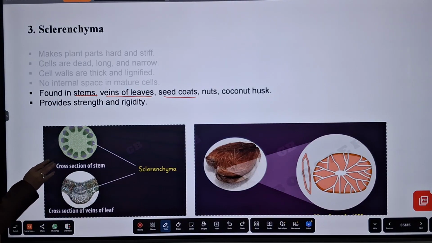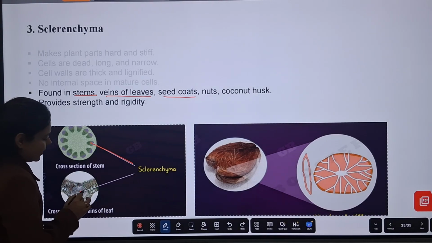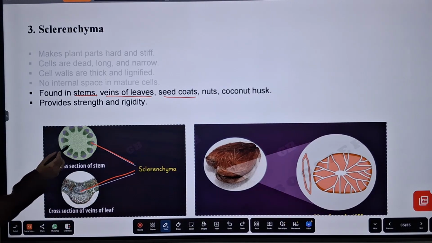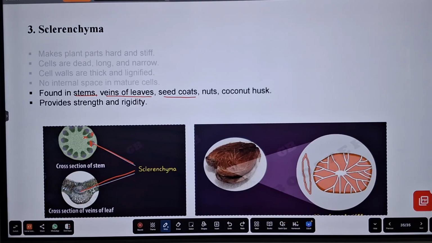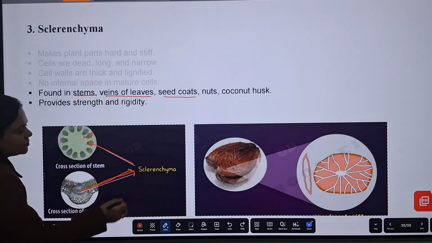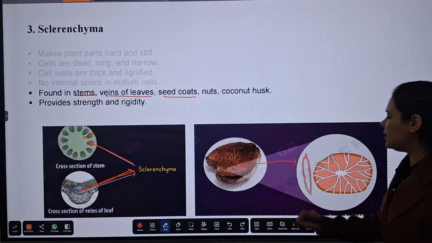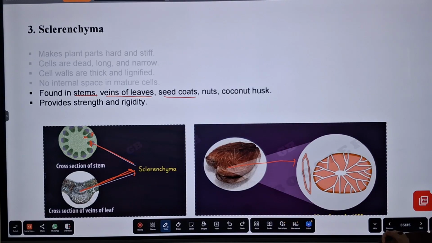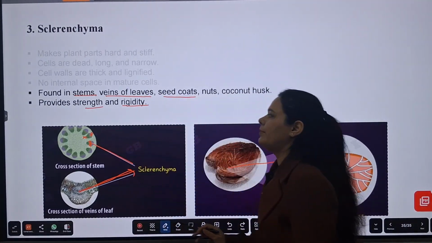So if we see the cross section of the stem and leaf, around the vascular tissue, we see sclerenchymatous tissue. So this is a section of stem, this is xylem, phloem, vascular bundles, and around the vascular tissues, we see sclerenchyma. This is the section of a leaf, in the vein region, where vascular bundles are present, we see sclerenchymatous tissue. In the coconut husk also, we find these sclerenchyma cells. These are dead cells. The main function is they provide strength and rigidity to the plant part.